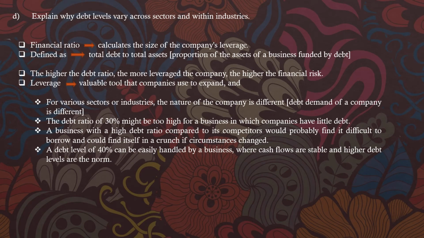Hi, Assalamualaikum. I'm Nadira Yasmin binti Raza, and I will continue the last question in case study number 1, which is to explain why debt levels vary across sectors and within an industry. The debt ratio is a financial ratio that calculates the size of company leverage. The debt ratio is defined as the ratio of total debt to total assets, expressed as a decimal or percentage ratio. It can be defined as the proportion of the assets of a business funded by debt.